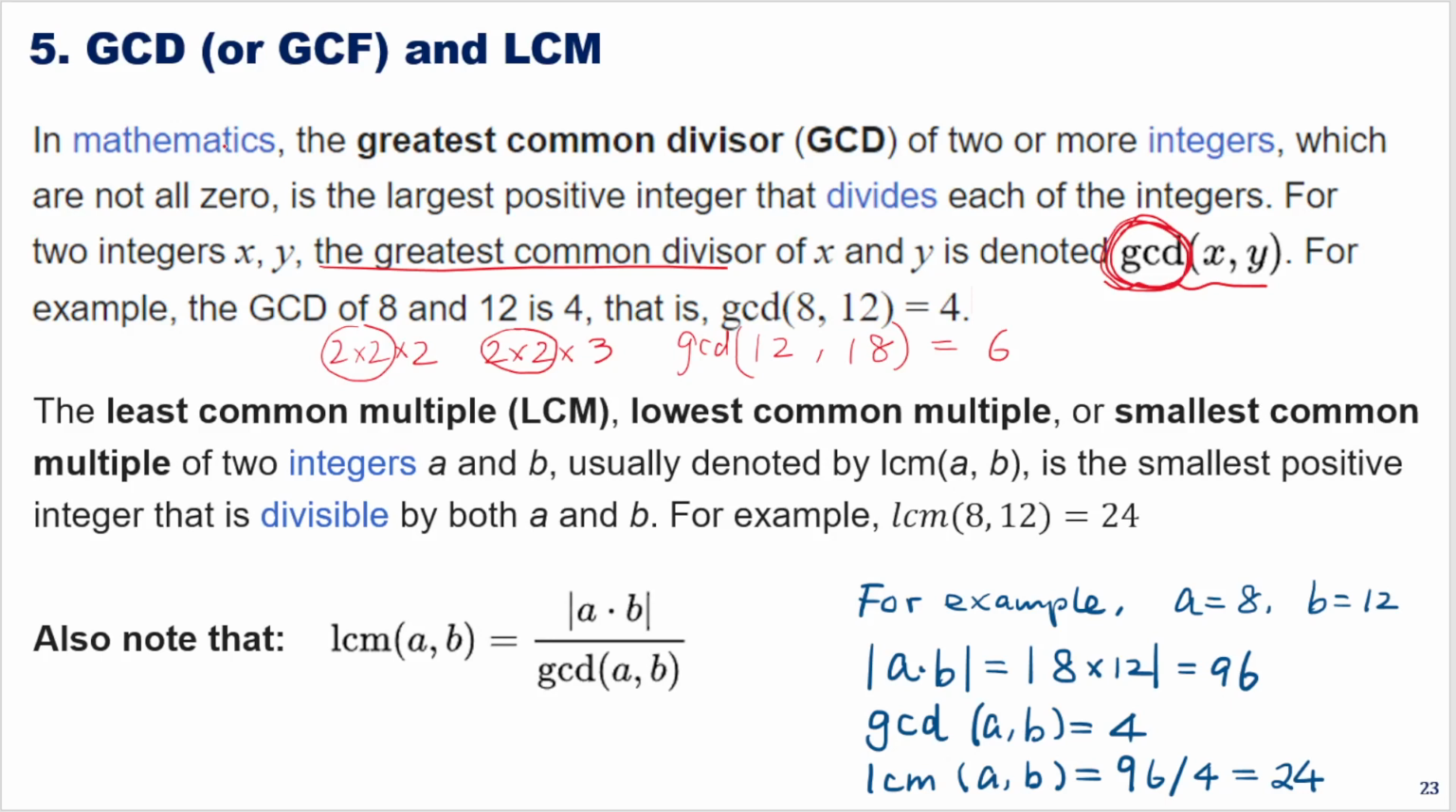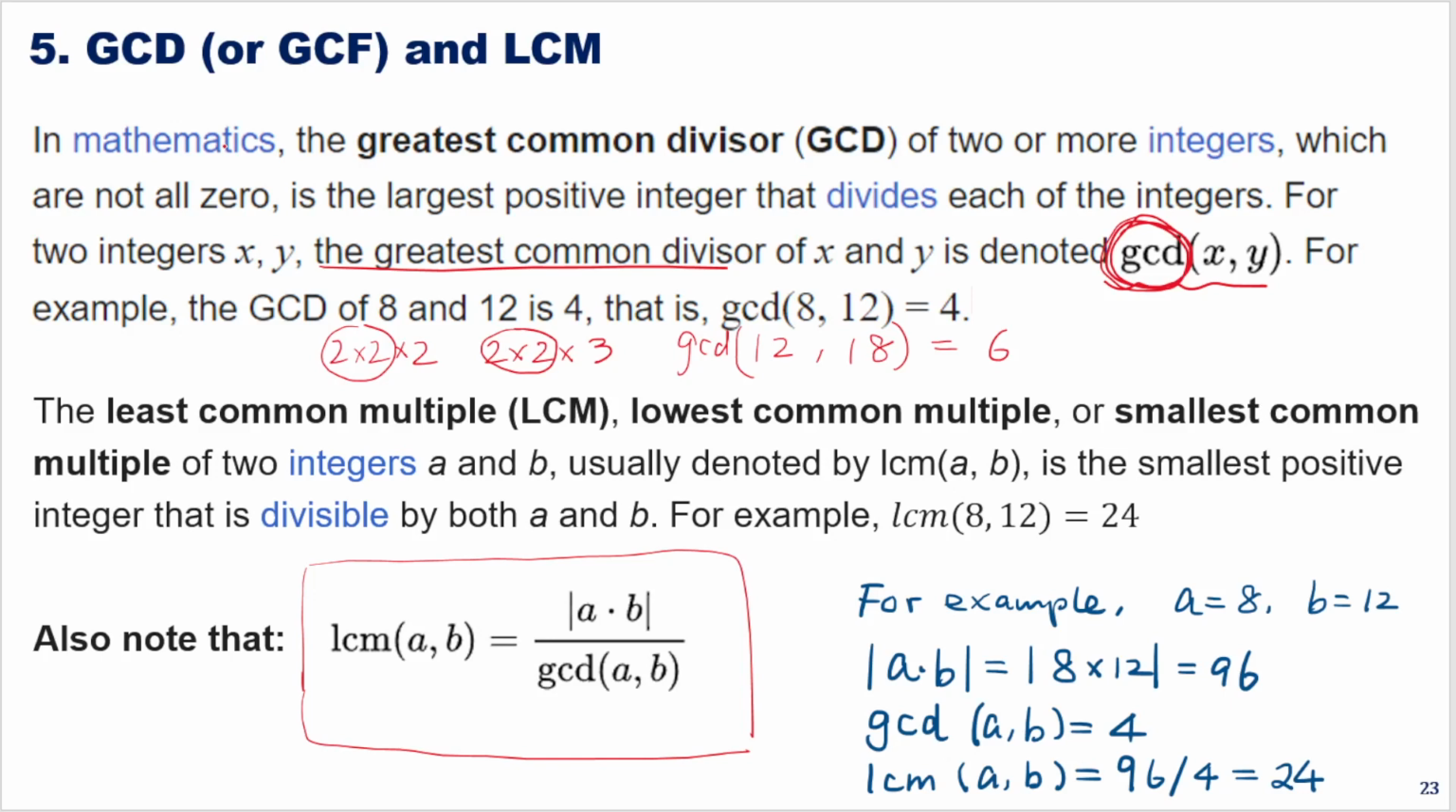Also note that the relationship between the LCM and GCD of two numbers a, b can be expressed as this. The LCM, the least common multiple of a and b, equals the absolute value of the product of these two numbers divided by the greatest common divisor of these two numbers.